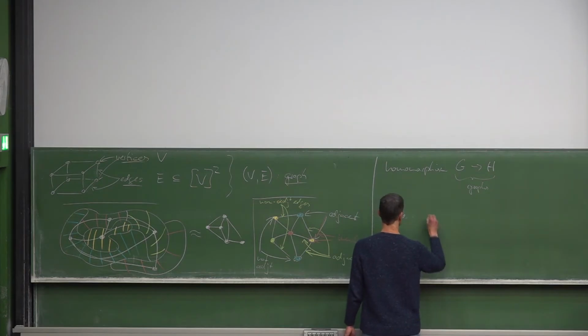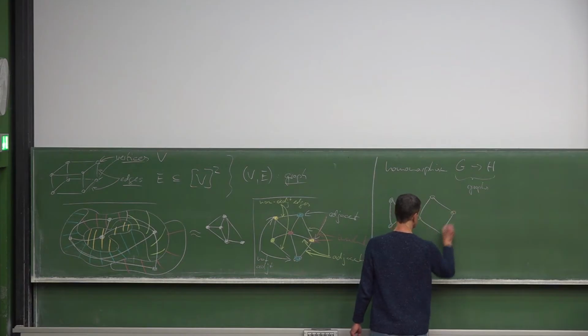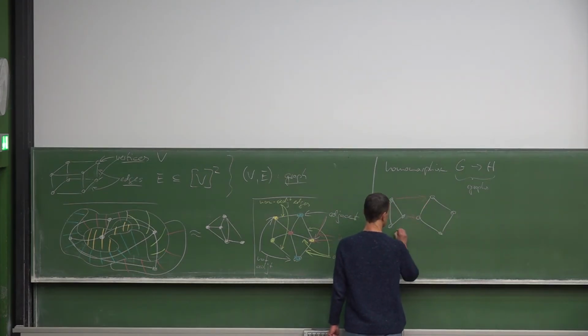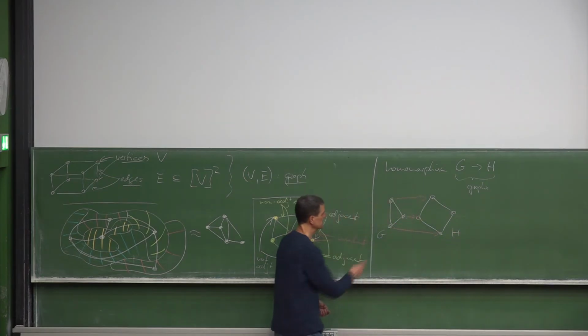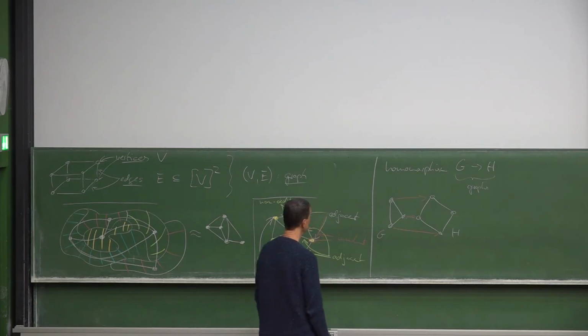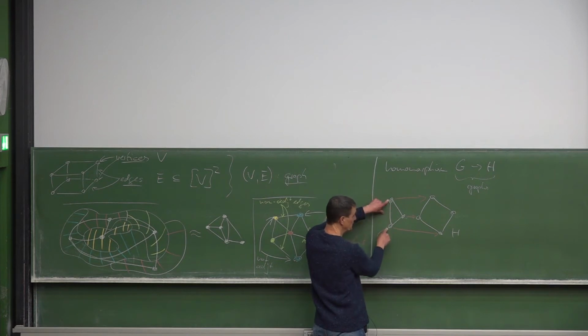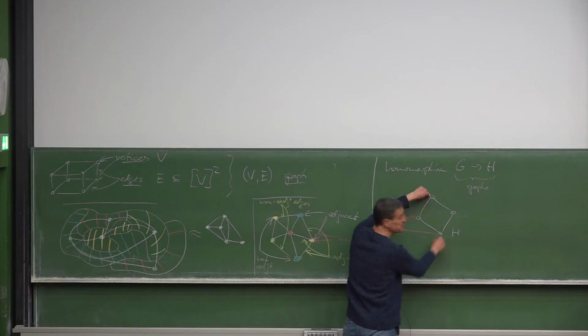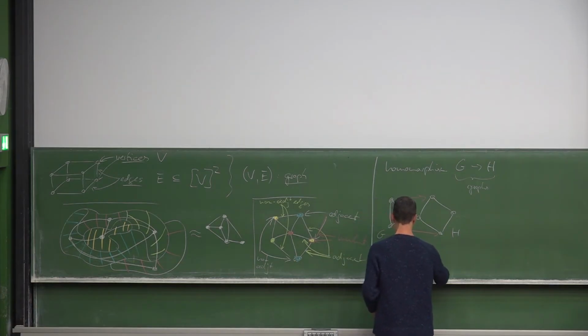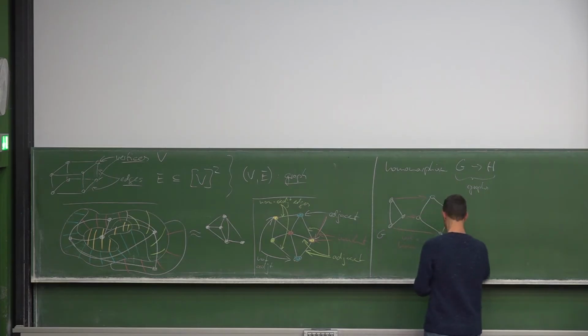So, example. Here's a graph. Here's another graph. Here's a map from the vertex set of the left graph, so this is G, this is H, a map from the vertex set of G to the vertex set of H, indicated by the red arrows. Is that map a homomorphism? No, why not? The top and the bottom vertex are connected. Correct. These two vertices here are adjacent, and their images, let's see there, are not adjacent. That's not allowed in a homomorphism. Okay, so that's not a homomorphism.